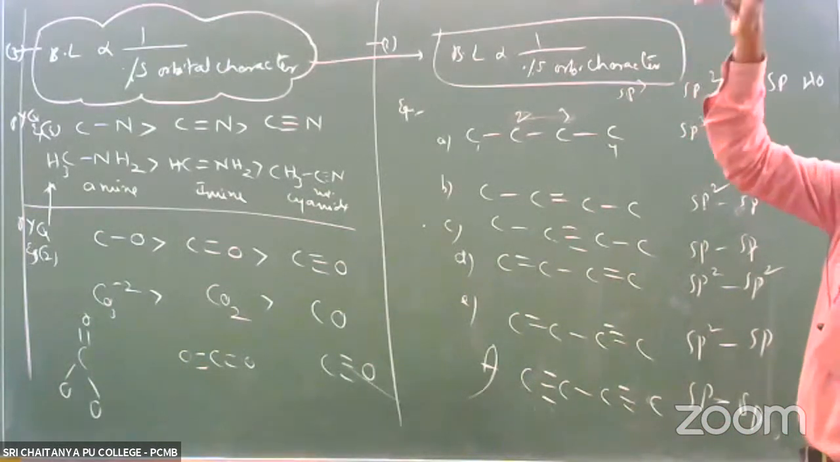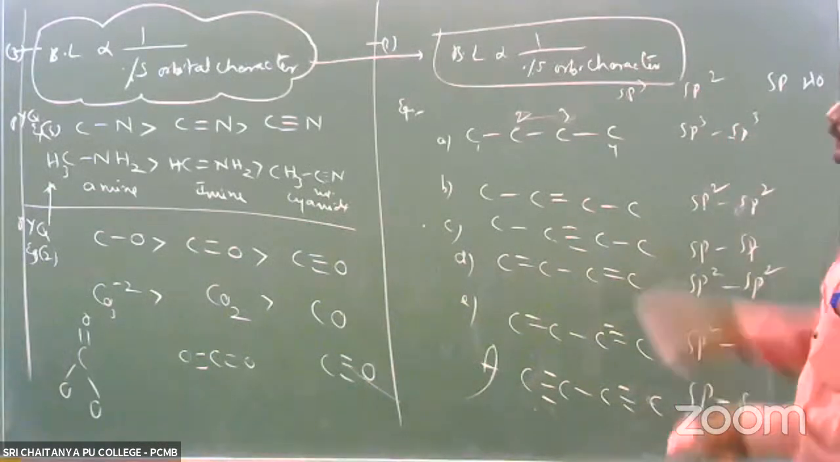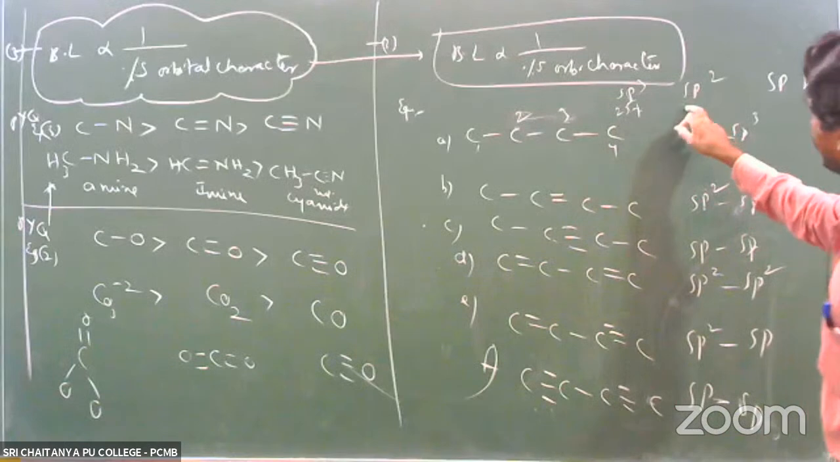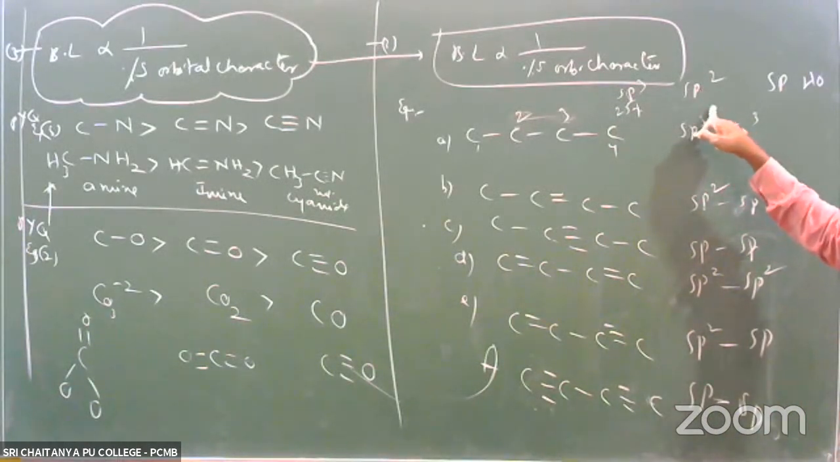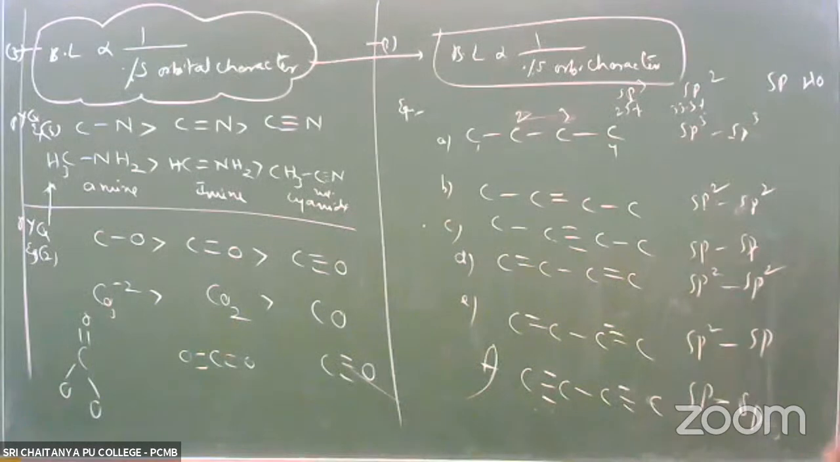So among that, what is the percentage of s orbital character? 1 by 4. That is 25%. The remaining 75% is p orbital character, right? Then here, this is 1 by 3 s orbital, 2 by 3 p orbital. That is 33.3% s orbital character. The remaining 67 or so is p orbital character, right?